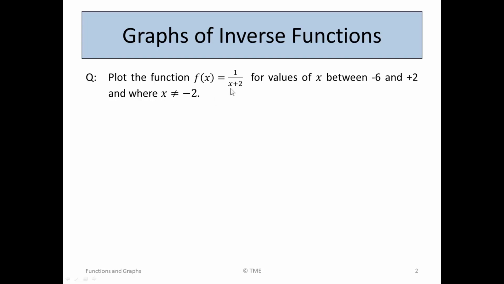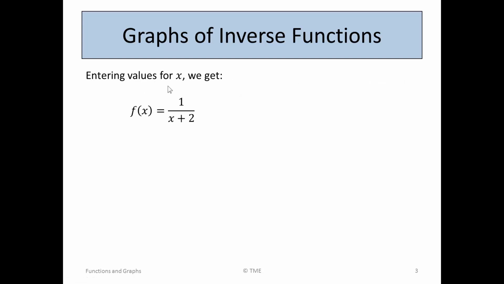For example, if x were equal to minus 2, we'd have minus 2 plus 2 on the bottom, or 0 on the bottom, and 1 divided by 0 is not determinable. So, entering values for x, we get the function f of x is 1 over x plus 2, and we can now enter the values.